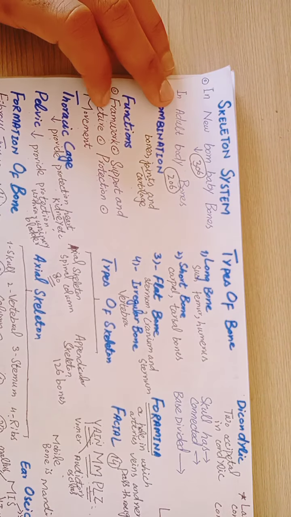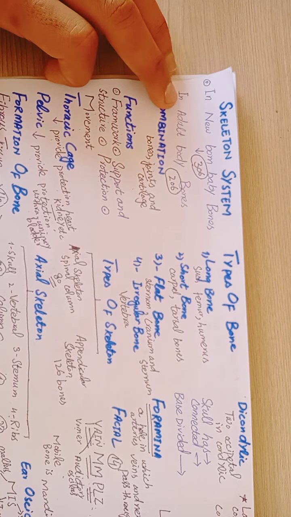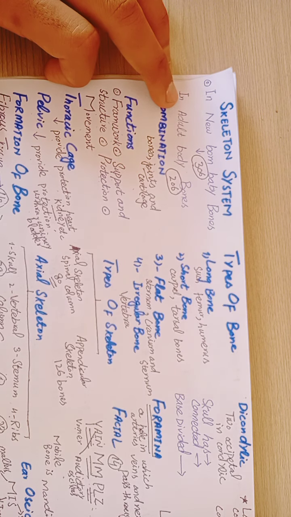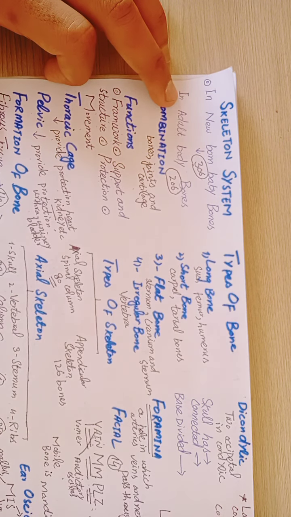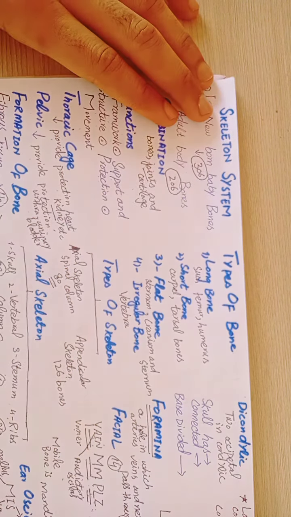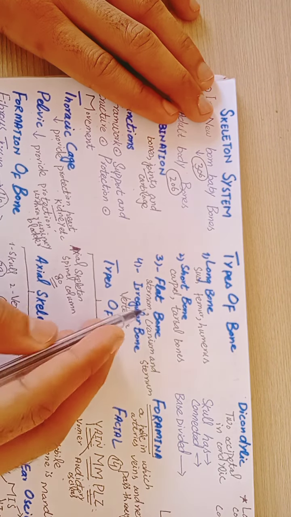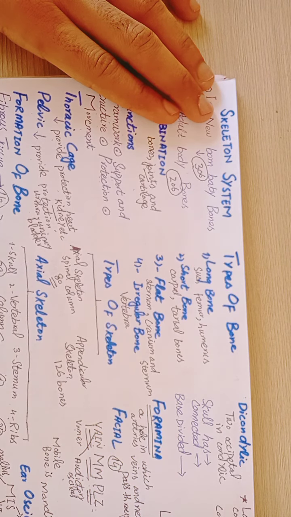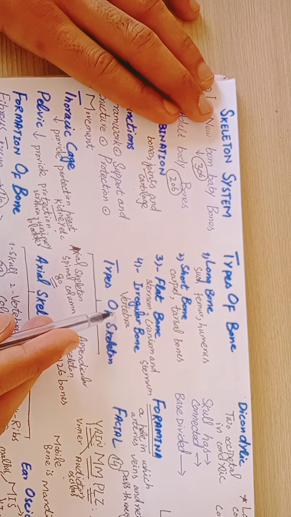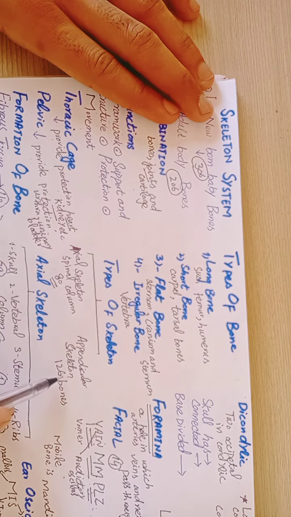Types of bone: 4 types of bone. Long bone such as femur and humerus, short bone such as carpal bone and tarsal bone, flat bone such as sternum and cranium, irregular bone such as vertebra. Types of skeleton: axial skeleton and appendicular skeleton.